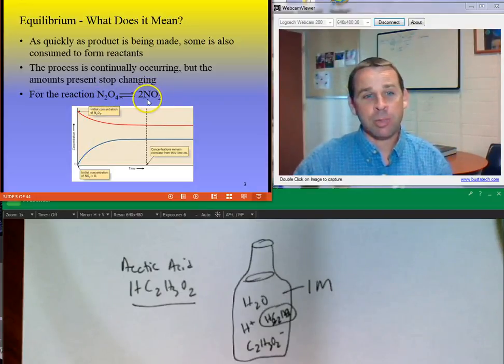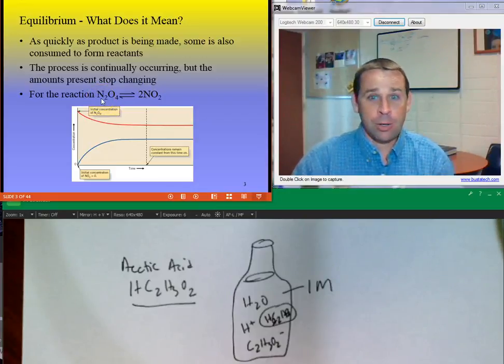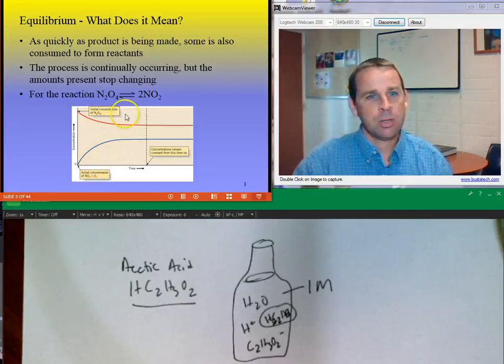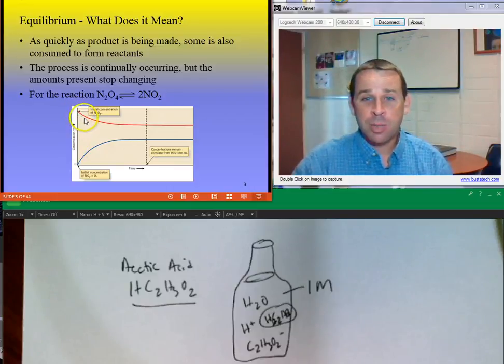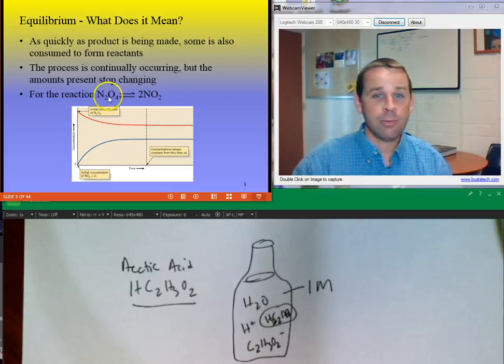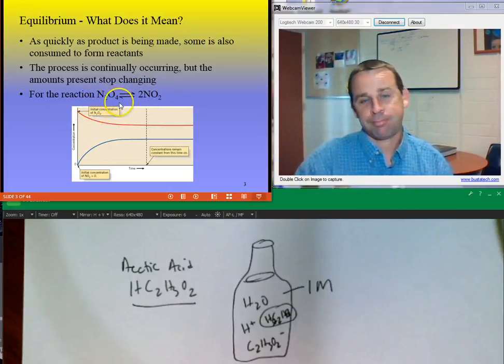and initially the reverse reaction, two NO2s coming together to form this, can't occur, right? It can't occur initially because there's none of it, right? That's what this blue line is showing here. There's none of it, right? This is the only reaction that can occur. Now, as soon as this reaction begins to occur and we begin to accumulate some of this material, then the reverse reaction can begin. All right?